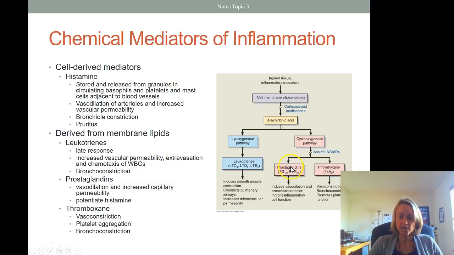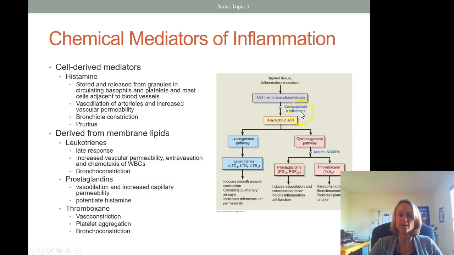Then we have the prostaglandins, and they induce vasodilation and bronchoconstriction. And prostaglandins also potentiate the effect of histamine. Potentiate meaning increase its effect. Thromboxane A2 is involved in vasoconstriction. It also causes bronchoconstriction in the airway, and it promotes platelet function, which will help in platelet aggregation and blood clotting. You can see on this figure it also has where some medications work.